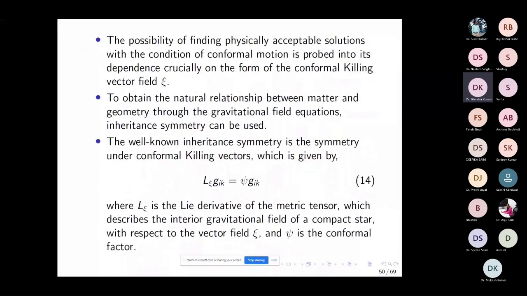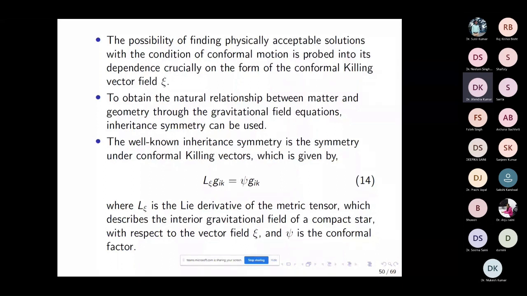The possibility of finding physically acceptable solutions with the conditions of conformal motions is probed. It depends crucially on the form of the conformal Killing vector field, that is Xi, and on obtaining the natural relationship between matter and the geometry through the gravitational field equations.